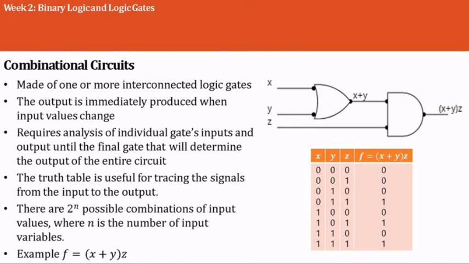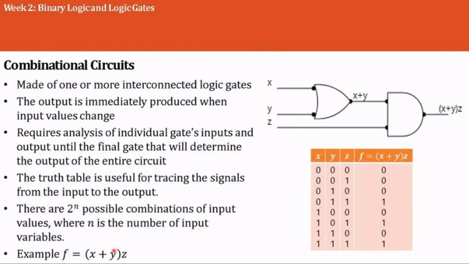Combinational circuits require analysis of individual gates, inputs and outputs, until the final gate that will determine the output of the entire circuit. And we use the truth table. Our truth table is useful for tracing the signal from the input to the output. Again, we have the formula 2 raised to n to get the possible combinations of input values, where n is the number of inputs.